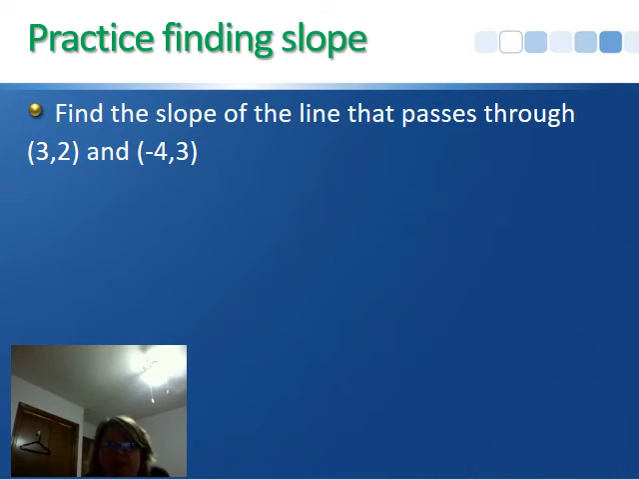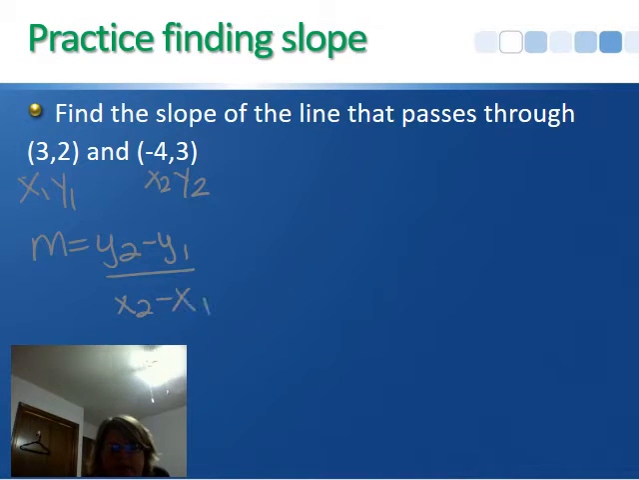All right, so let's look at the slope of the line that passes through these 2 points. So again, this is x sub 1, this is y sub 1, this is x sub 2, y sub 2. So you label the points, and then we're going to say m equals y sub 2 minus y sub 1 over x sub 2 minus x sub 1. We substitute in y sub 2, which is 3, minus 2 over negative 4 minus 3.